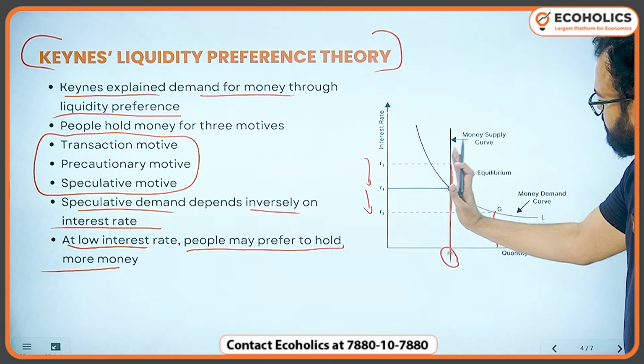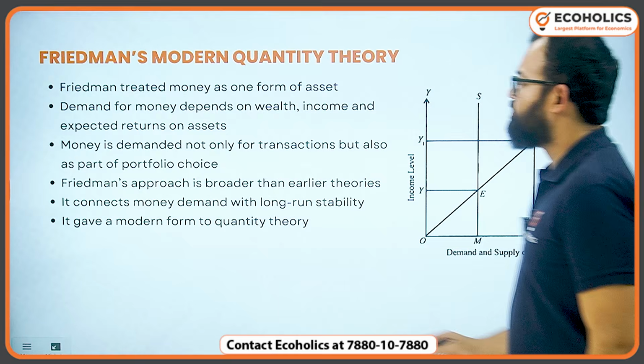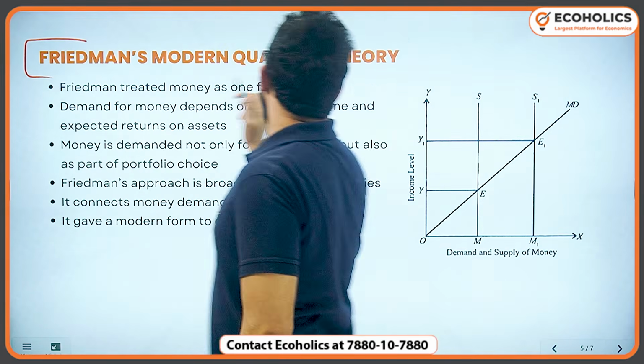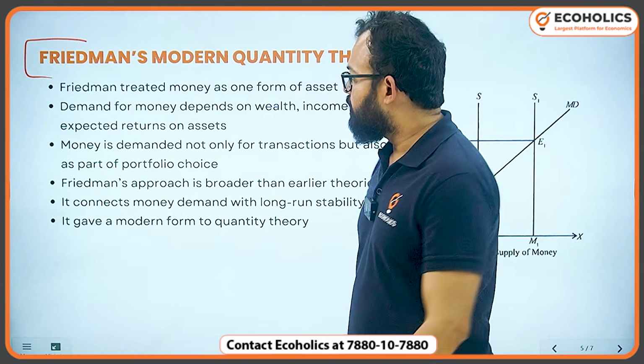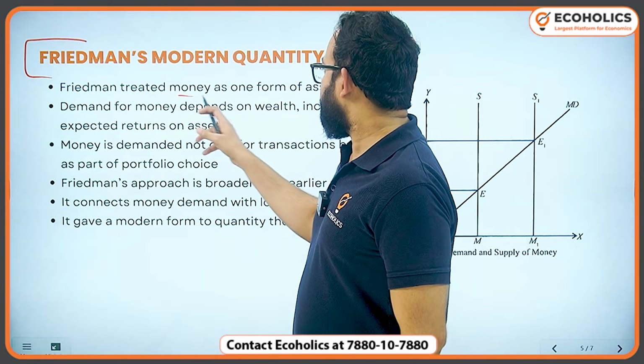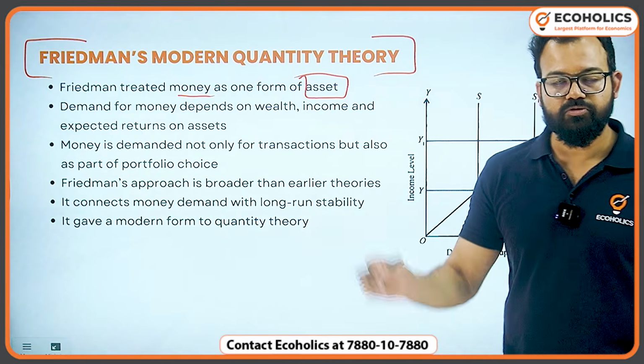Equilibrium is different. So this curve is mainly what it is showing. Okay. Now Friedman's modern quantity theory of money. Remember this, we had discussed in the class as well. Friedman treated money as one form of asset. It means people keep their cash in terms of assets.